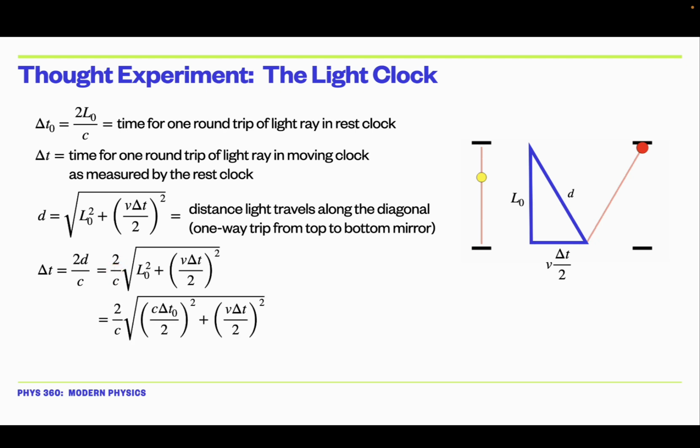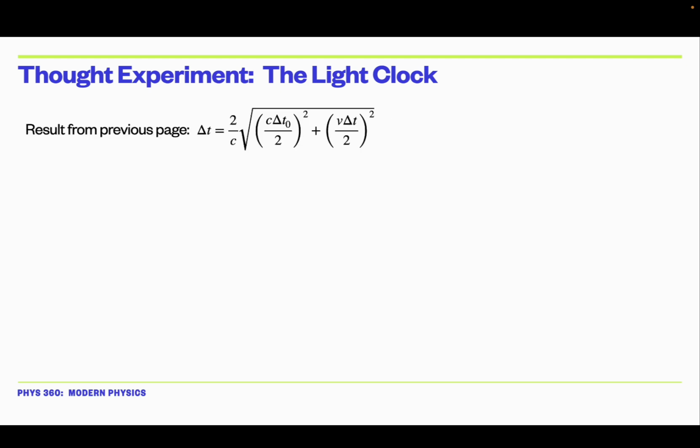We're going to use this expression up here and replace L naught with c delta t over 2. So we're just going to use this to get rid of the L naught and replace it with c delta t over 2. This is the same expression we had on the last page. What we want to do at this point is write delta t in terms of delta t naught, but unfortunately we have a delta t on the right hand side, so we've got to get the delta t's together.